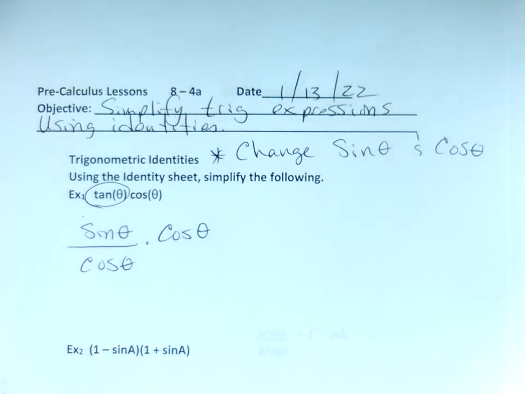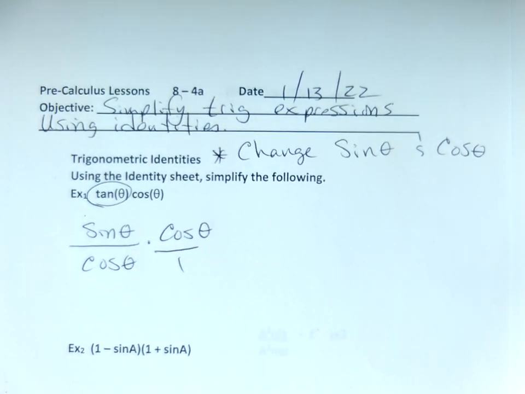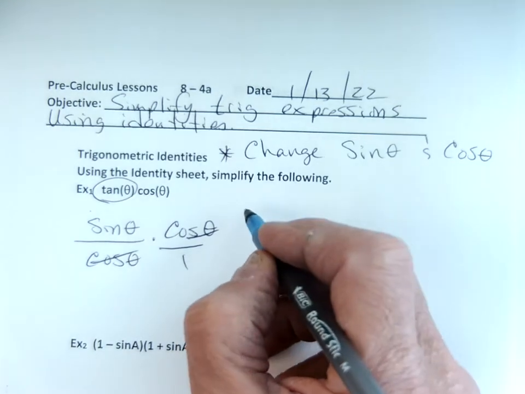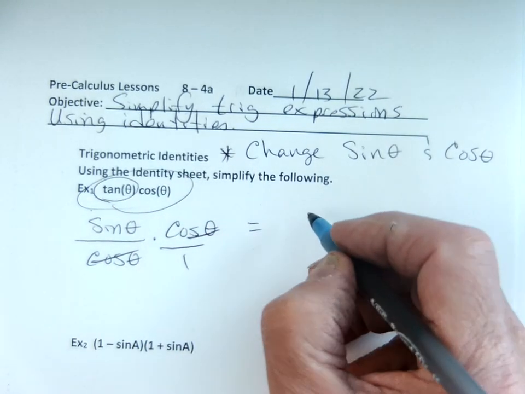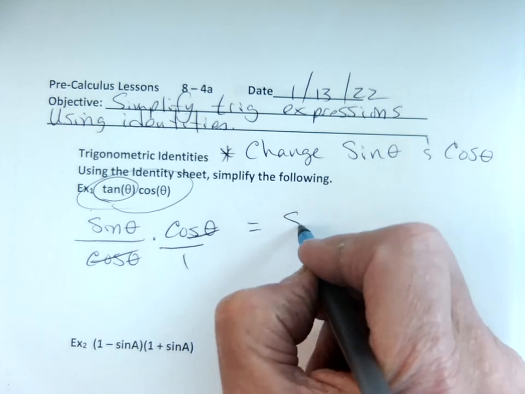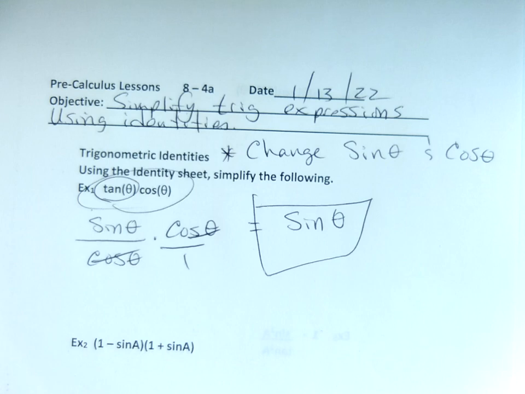Okay, thank you. So then, it's easy. That's really like cosine over 1, agreed. Cosines cancel. And this expression, tangent times cosine, can actually be written as sine of theta. Much simpler version, correct? Okay, all right, this is what we're going to do.